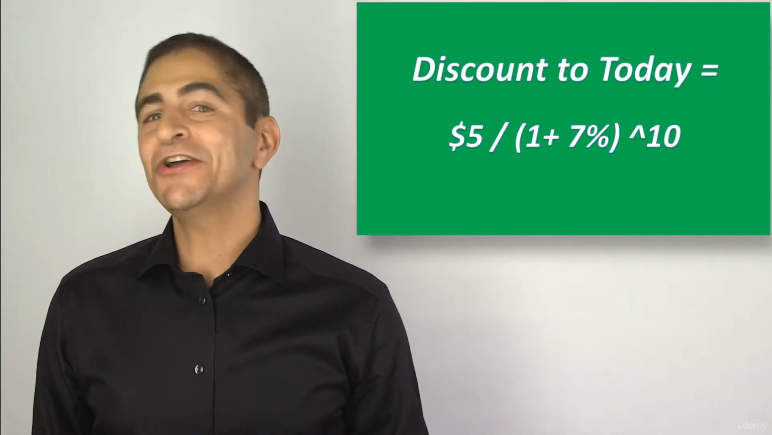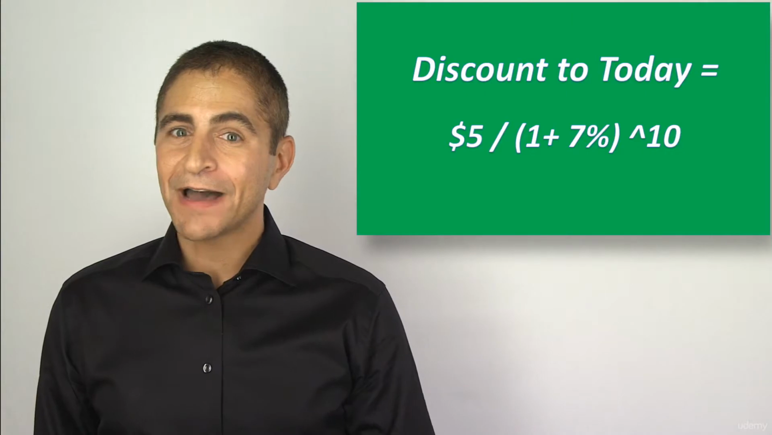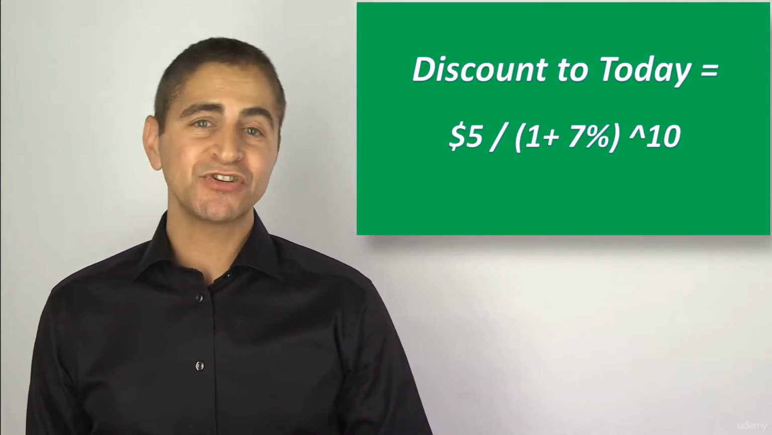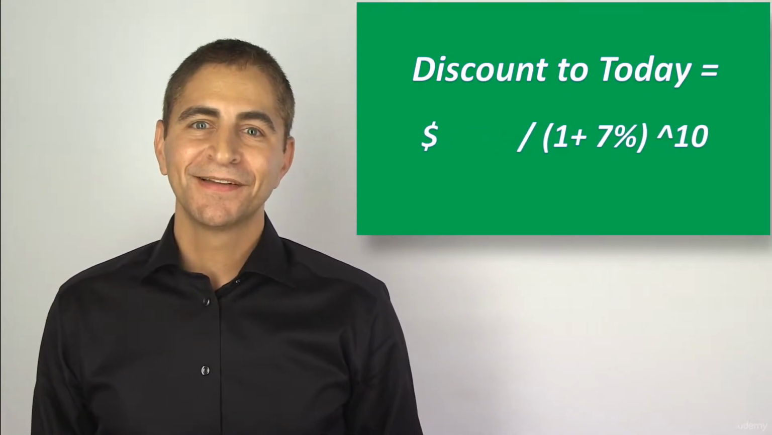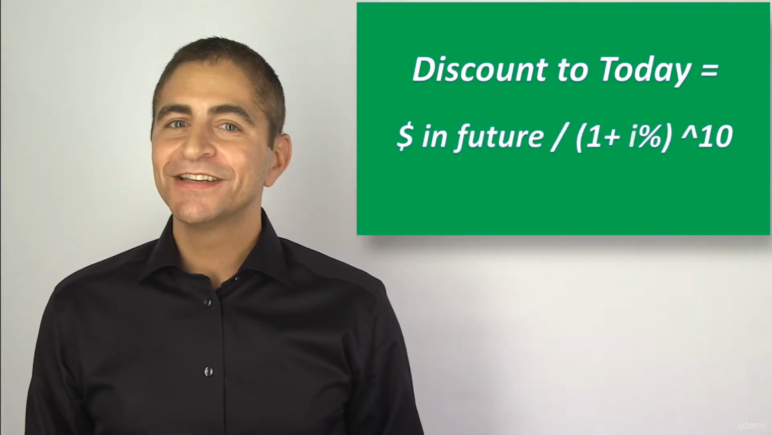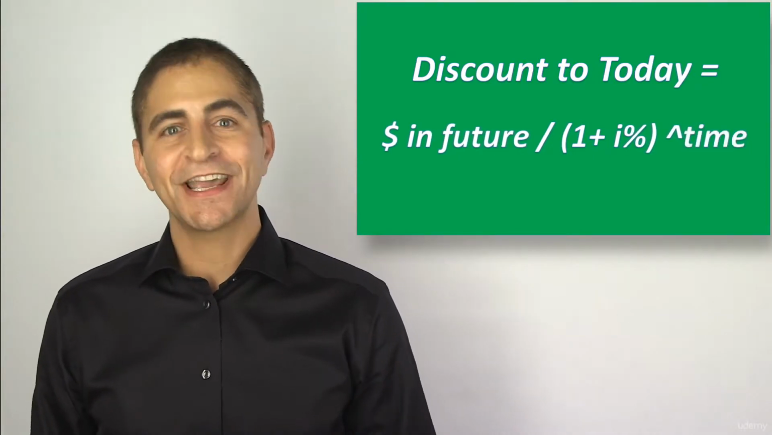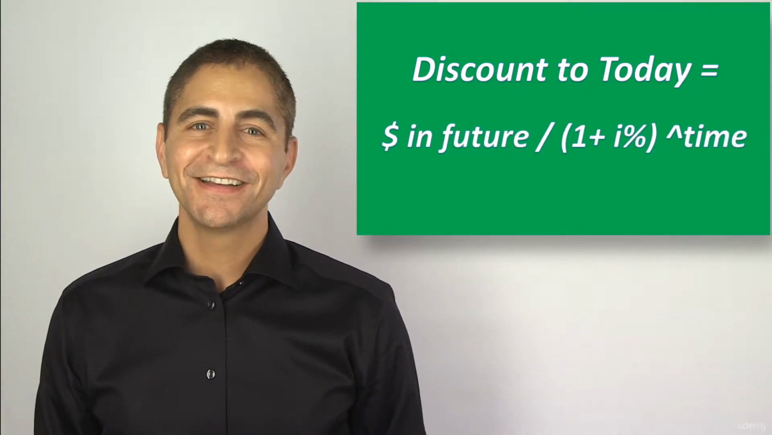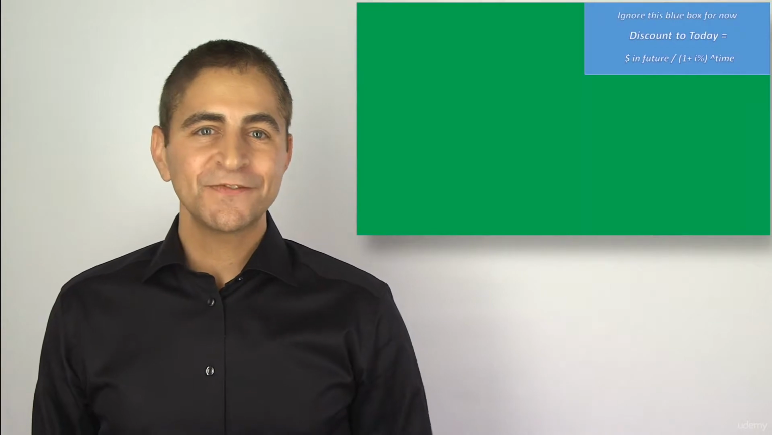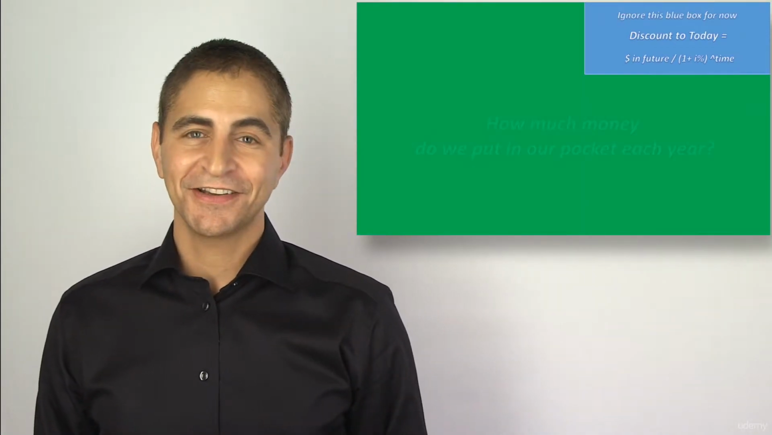So discounting to today is a simple formula. In this case, $5 Spock divided by 1 plus 7% interest to the power of 10. So money in the future divided by 1 plus the interest rate to the power of time, the number of years, is how you discount to today. It's pretty simple. All right, let's file that away. We'll ignore that for now, and let's build the rest of this.